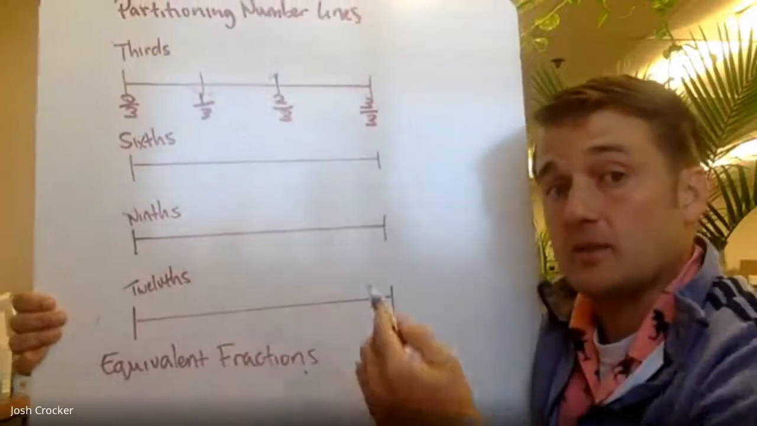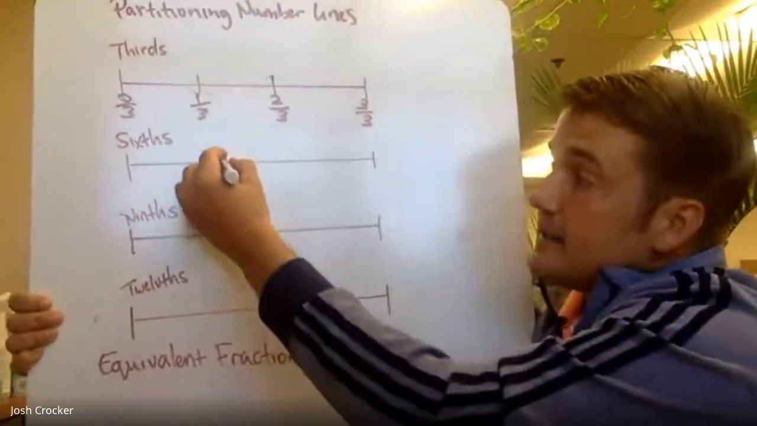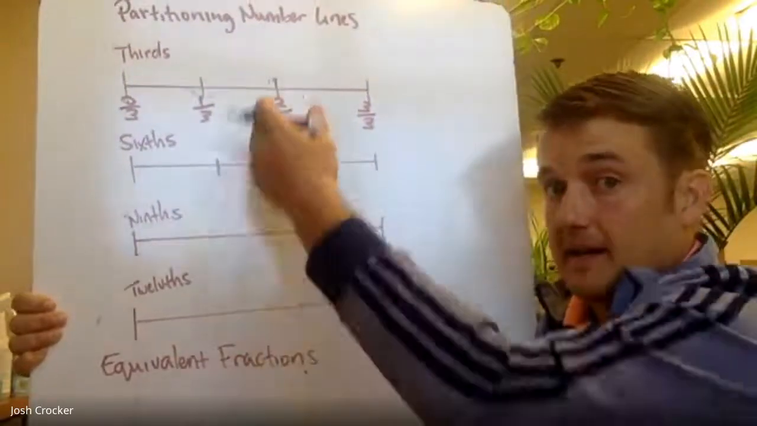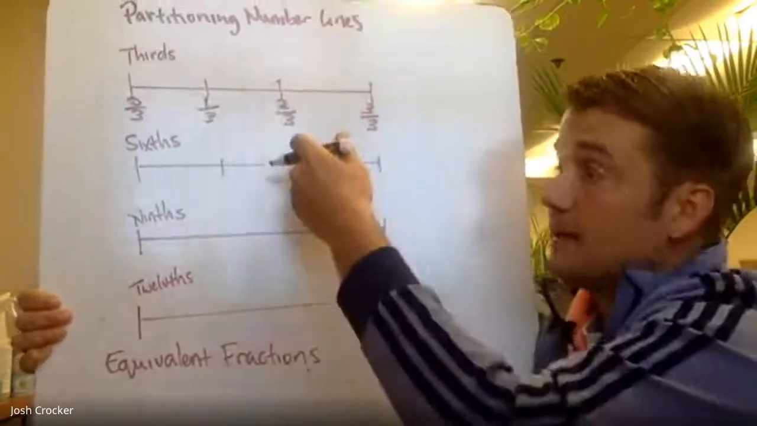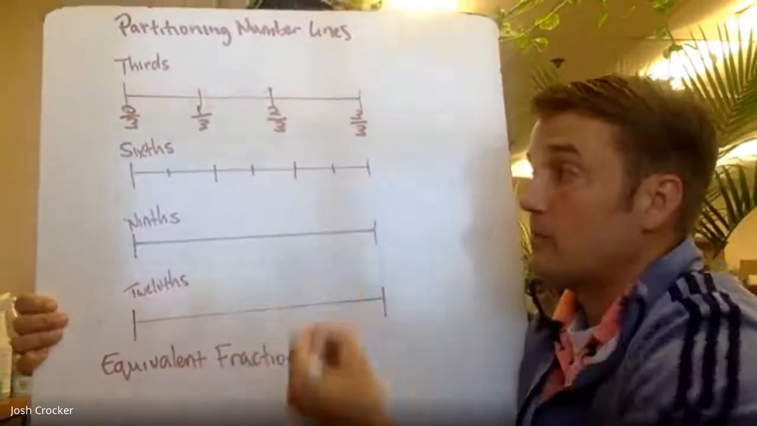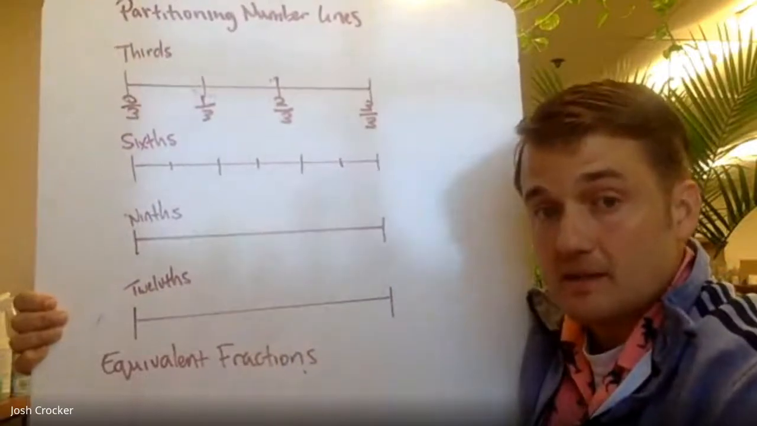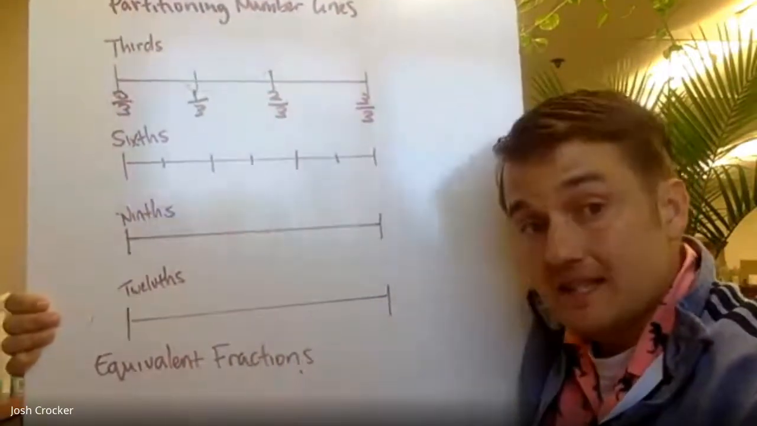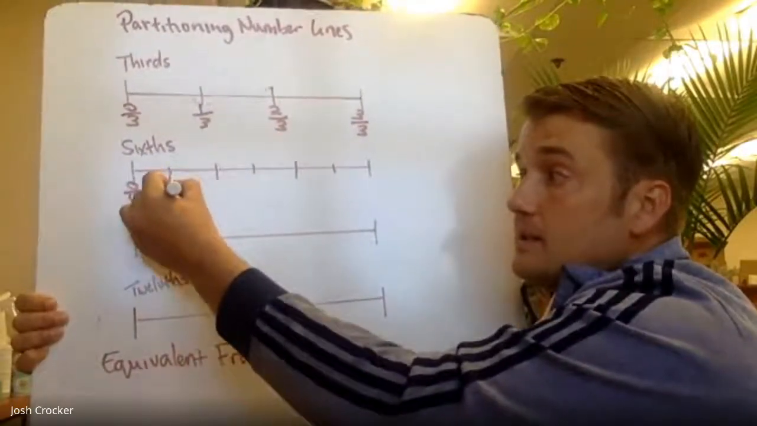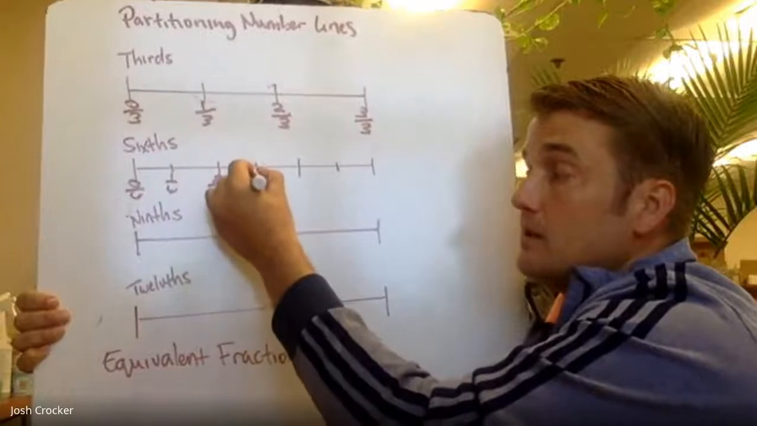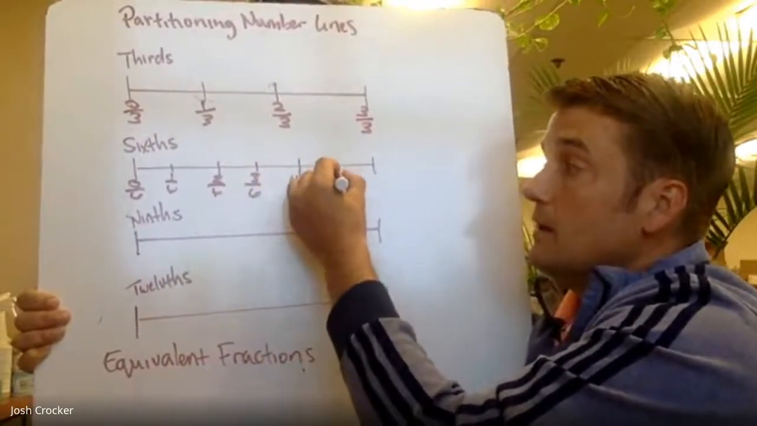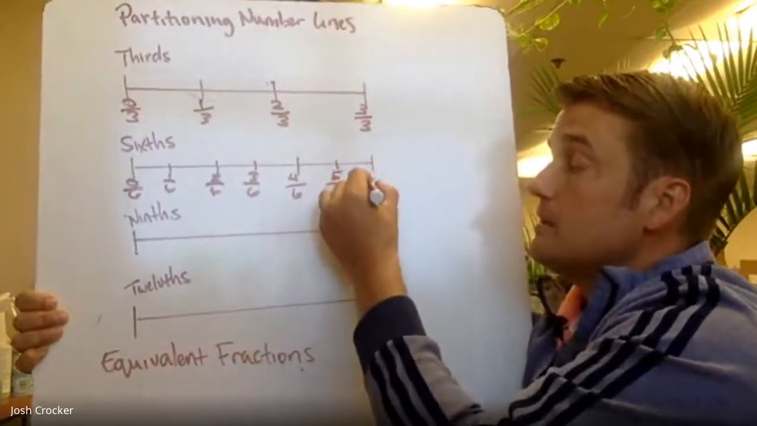Sixths is the next number line, and I can get to sixths if I just take thirds. See, I kind of just carried those lines down. Now I'm just going to cut each one of those in half. And I went from having 3 pieces to having 6 pieces. So now they're sixths. 0/6, 1/6, 2/6, 3/6, 4/6, 5/6, 6/6.